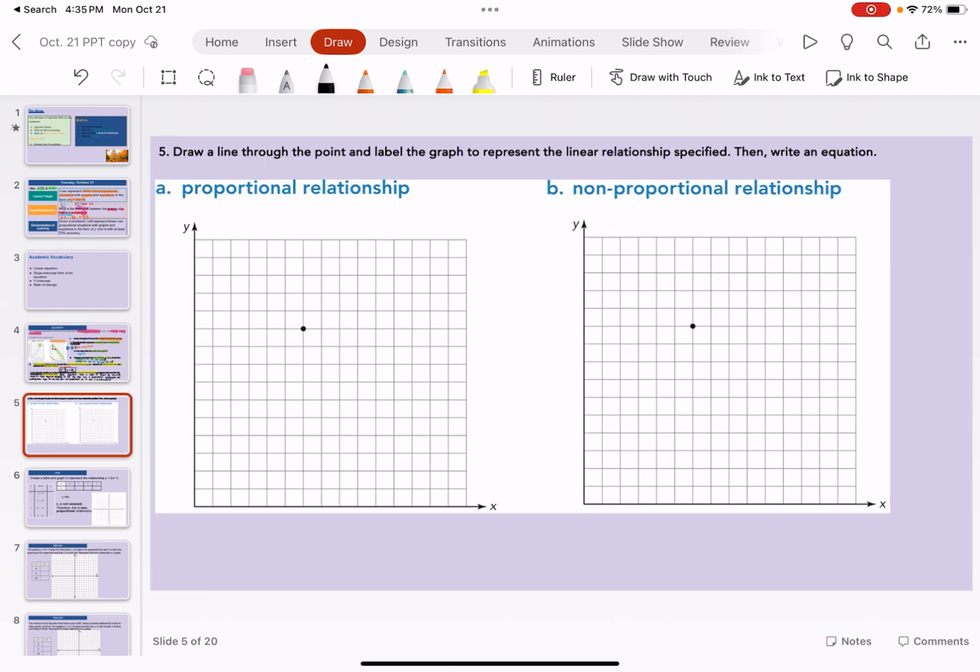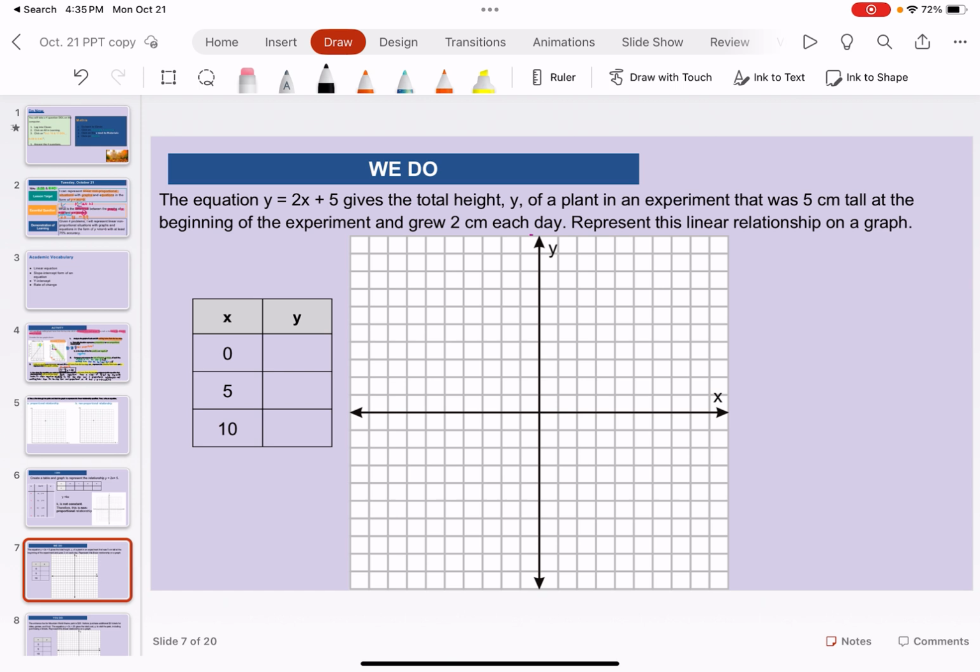We're going to skip over question 5a and b and go straight into this we do. Okay, so it says the equation y is equal to 2x plus 5 gives the total height y of a plant in an experiment that was 5 centimeters tall at the beginning of the experiment and grew 2 centimeters each day. Represent this linear relationship on a graph.